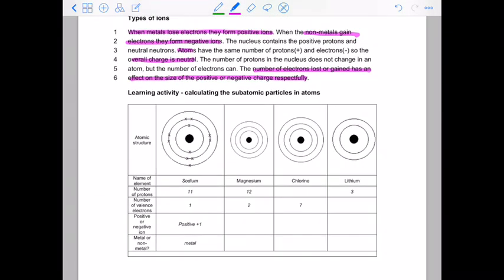So now we're going to look a little bit more into that. So here's our example of sodium. So it has 11 protons. It's in group 1, so we know it has 1 valence electron. So because it has 1 valence electron, it will try to get rid of that electron. Once it's able to get rid of that electron, it will form a positive 1 ion. And because it's forming a positive 1 ion, we know it's a metal.